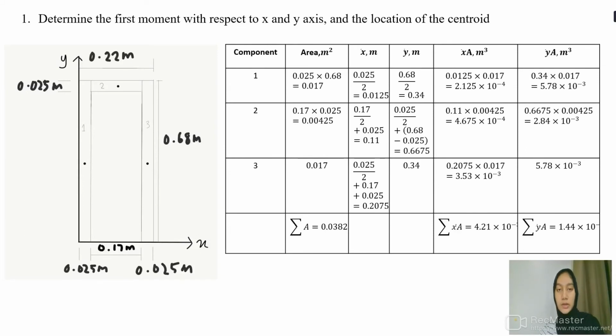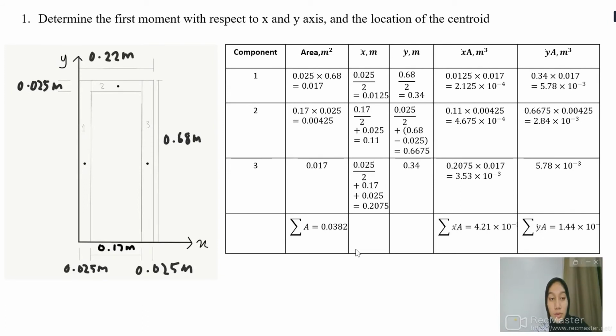Based on these tables, these are the things that we have to compute in order to obtain the centroid. So I'm going to use rectangle 1 as an example on how to compute each of the values. For area, for rectangle 1, the base 0.025 times the height 0.6 in meters is equal to 0.017 meter squared. The x bar is half of the base, which equals 0.0125 meter, and for y bar it is half of the height, which equals 0.34 meter. The first moment of area with respect to the y-axis is equal to 2.125 times 10 to the power of negative 4 meter cubed, and the first moment of area with respect to the x-axis is equal to 5.78 times 10 to the power of negative 3 meter cubed.